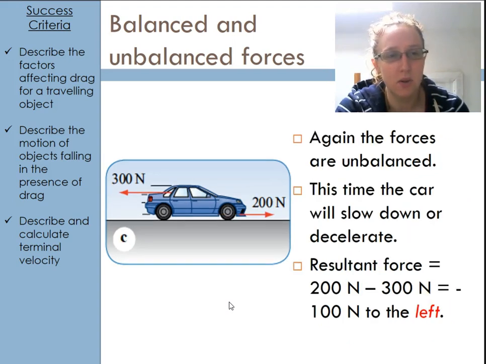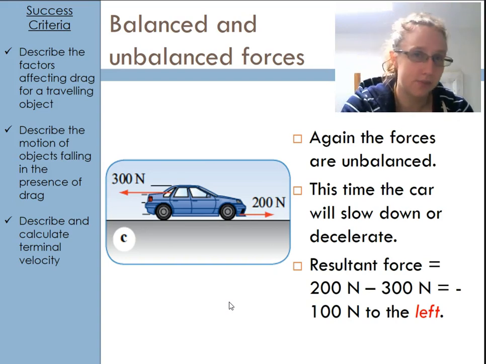Right, next one, I've got 300 newtons to the left, 200 to the right. Again, we're unbalanced. Again, the car is going to experience an acceleration. In this case, it's going to slow down, so it would in fact be a deceleration. And the resultant force in this case would be the 200 minus the 300, so that is going to be 100 newtons to the left.